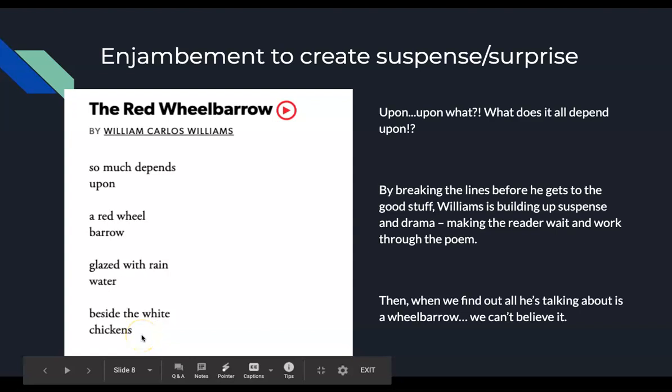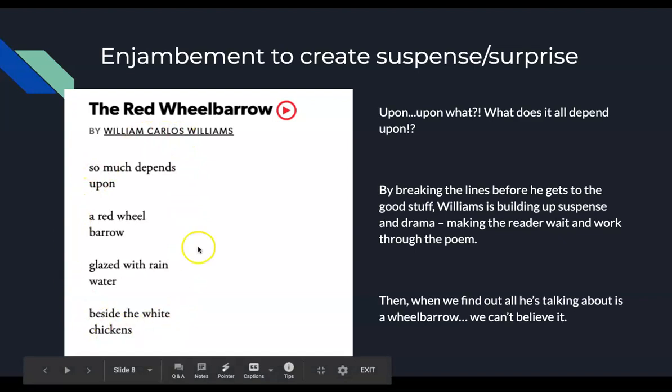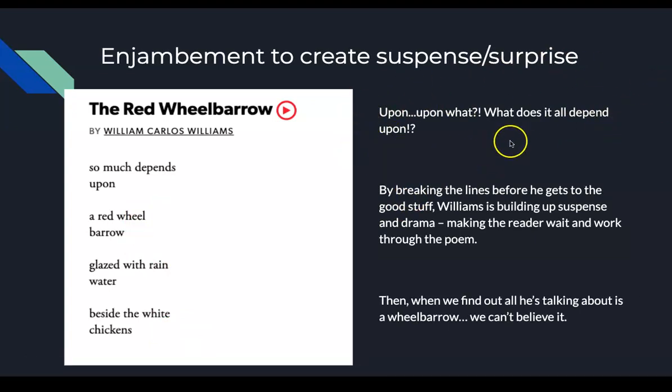Okay, don't worry too much about getting this poem. People go crazy about whether or not this poem means anything or makes sense. Part of the point here is to look at the enjambment itself, to look at the fun form. So by taking a single sentence and breaking it up over 8 lines, William Carlos Williams is making us do this. He's making us say, so much depends upon what? What does it all depend on, right? He's building some suspense. We want to know what he's talking about.